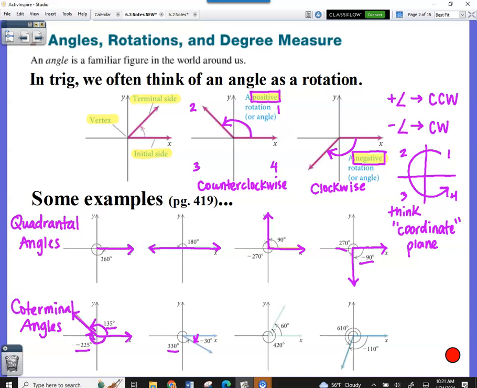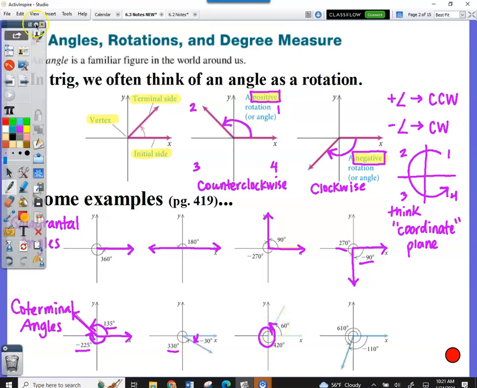Can you go more than 360? Yes, you can. This is a full rotation and then some, right? So we are beyond 360 now. It's a full 360 and then another 60 more, which lands it at 420.